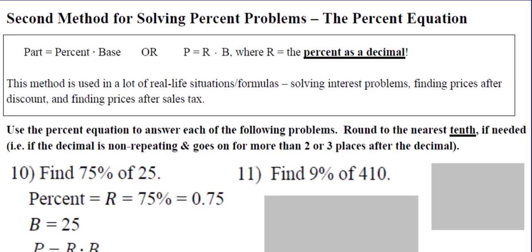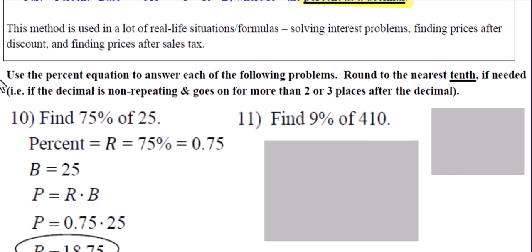And this is P equals R times B. So we're still using P and B for the part and the base. R is still used for the percent, but you're going to notice here that it says we want the percent to be written as a decimal. So I'm going to highlight that even though it is bolded and underlined. We want to write the percent as a decimal. And you can see that I stated it's used in a lot of real life situations and formulas. That's why it's important for us.